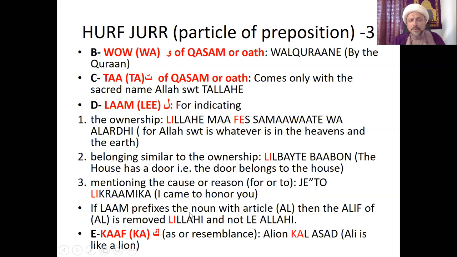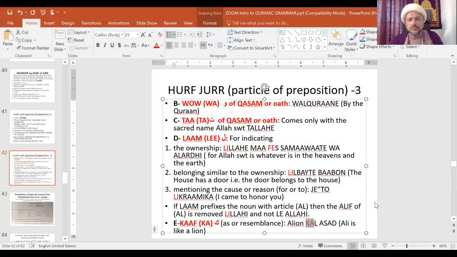If lam prefixes a noun with the article al, the alif of al is removed. Alif Allah. So I don't say li Allahi. No, I chop off the a of Allah and I say lillahi. So li and Allah, I chop off the a and it becomes lillahi. Connect the lam with the lam. Lillahi. Qurbatan lillahi ta'ala. Kaf is for resemblance. Ka. Aliyun kal asadi. Ali is like the lion. Because it has the alif lam article, it has to be 'the' lion.